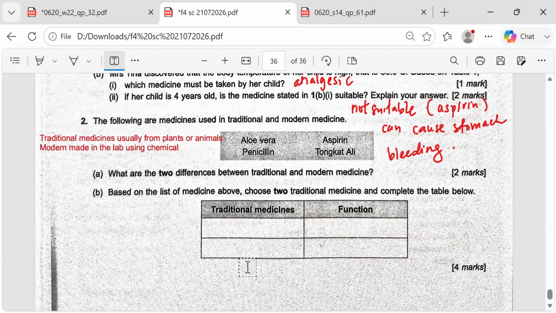So who is traditional? Any two. You can use aloe vera. Aloe vera is for what? Skin burning or whatever. Skin irritation, reduce swelling, skin wounds, pimples also can, burns also can. Penicillin is an antibiotic. Aspirin is the one that I said. This one, Tongkat Ali, is for, you will never believe it, lowering temperature during fever.